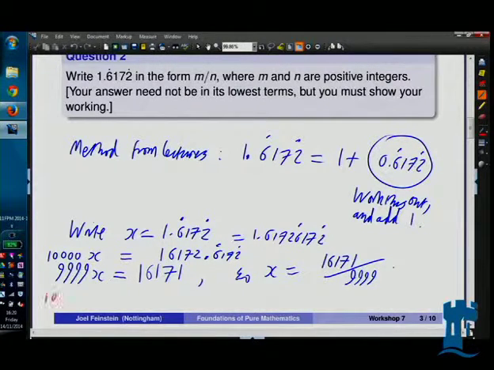I want to do 10,000x, take away x, okay? That's 16172.6172 recurring, take away x, which is 1.6172 recurring. So the recurring bit cancels, and you have to take off 1 as well to get you down from 16172 to 16171. Make sense? Good.